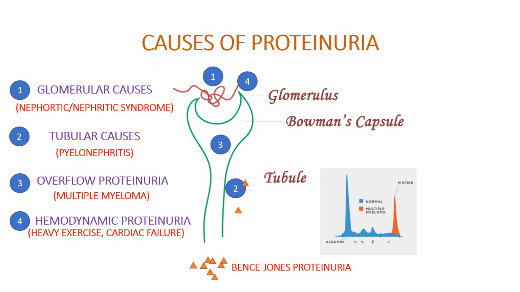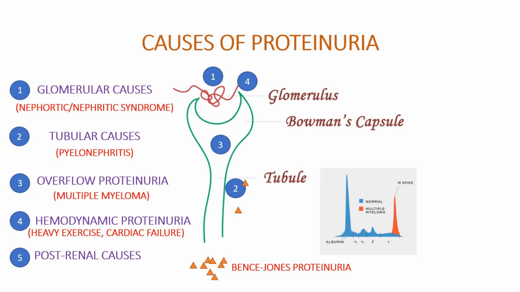So people following heavy exercise or people with cardiac failure can actually have some amount of proteinuria happening due to the hemodynamic changes at the glomerulus. Especially with exercise and everything, it is reversible. So once you stop the exercise and once time passes, the proteinuria will go back to normal and you will not see any proteins in the urine.